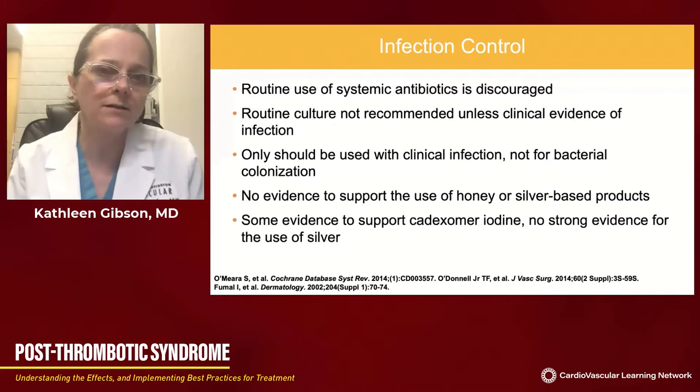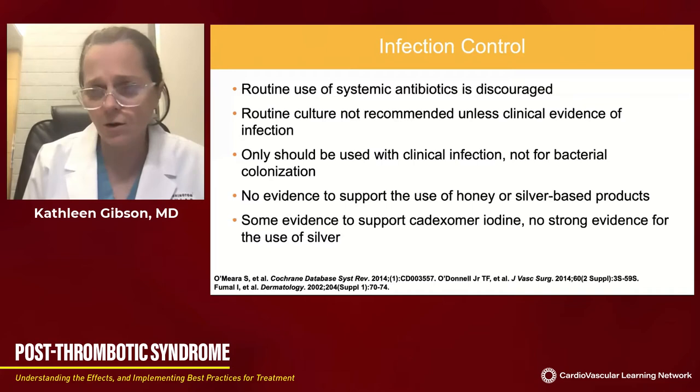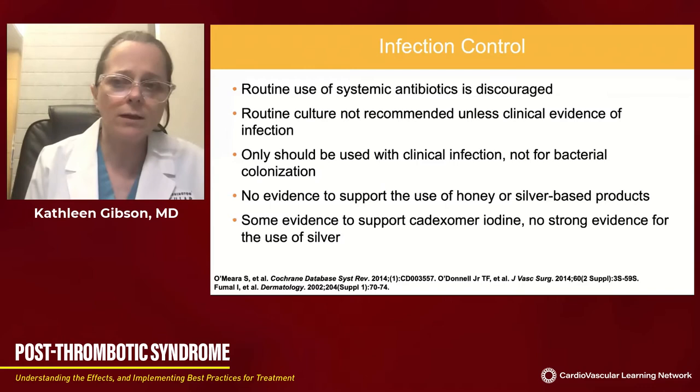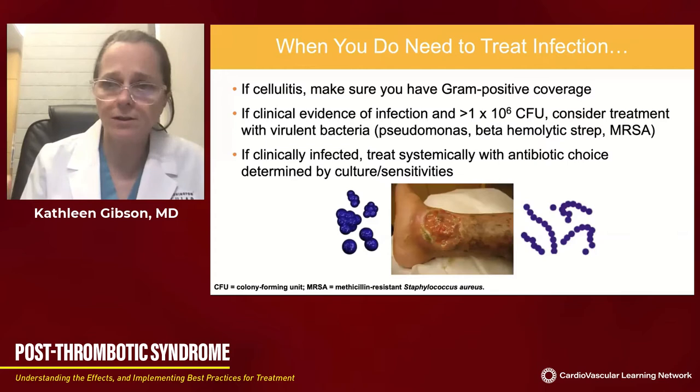Routinely putting people with post-thrombotic syndrome and ulcers on systemic antibiotics is discouraged. Patients should not be routinely cultured unless there's evidence that they are clinically infected, and really only with clinical infection or systemic symptoms should they have antibiotics. When do you need to treat infection? Again, if they're systemically ill, if they have cellulitis, you do need to treat them.